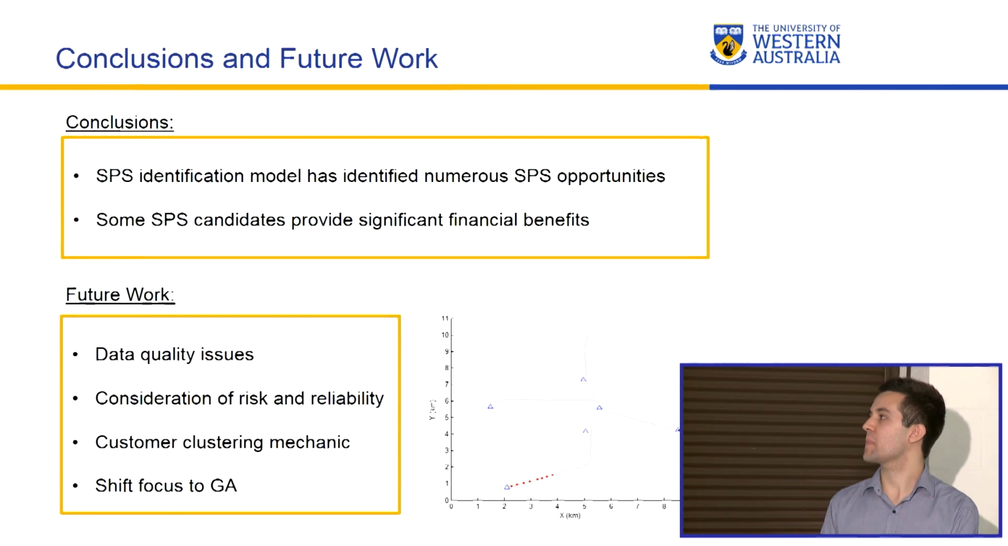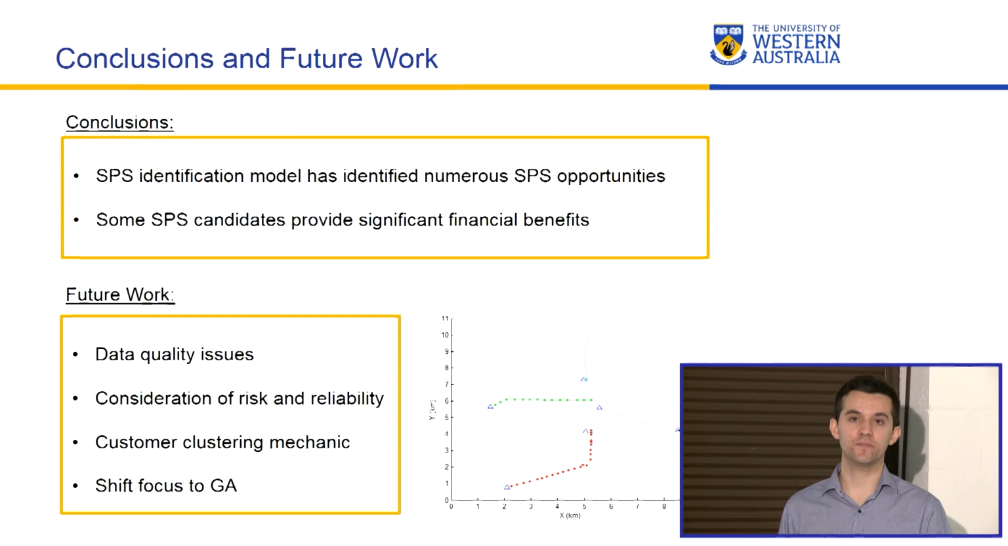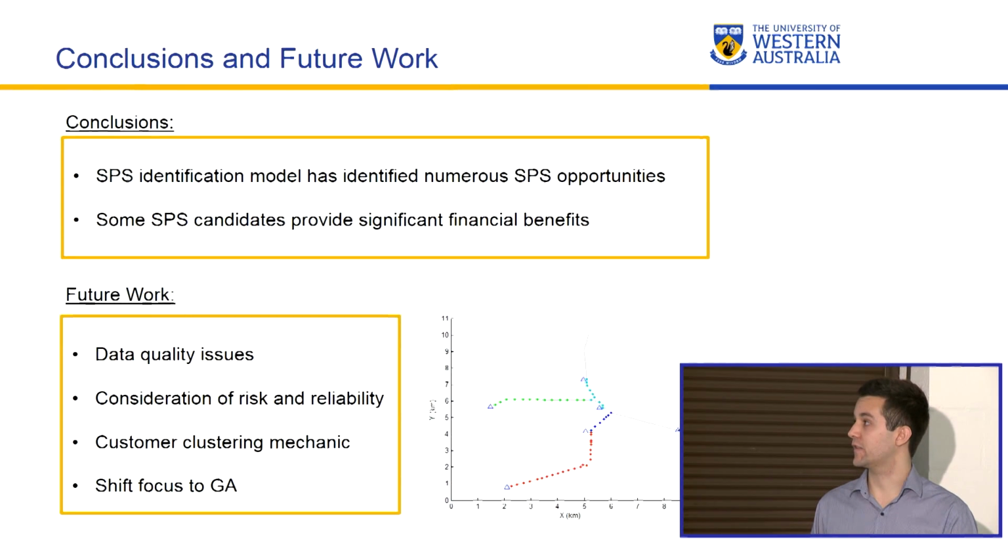Okay, so in conclusion, from this model, we find that the SPS model has identified many standalone power system opportunities, and some of these opportunities provide significant benefits financially to Western Power and possibly to the customer as well.